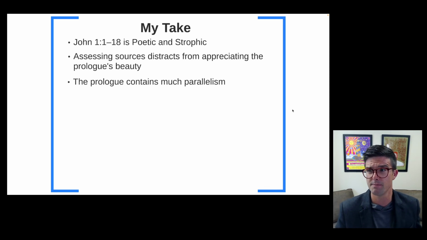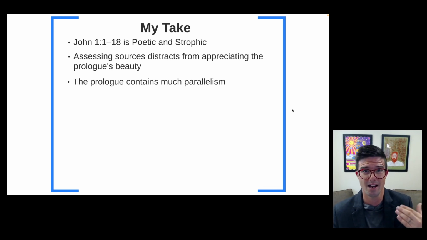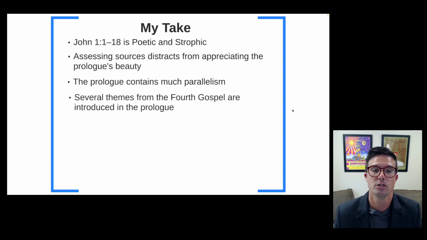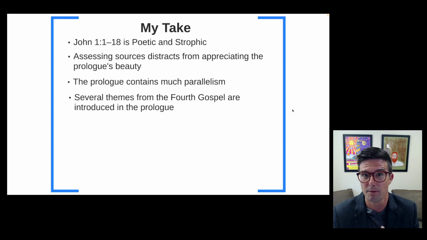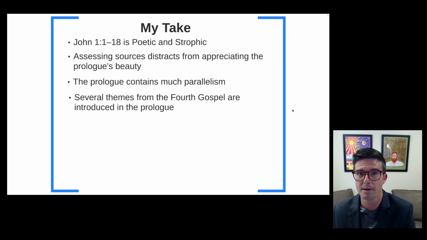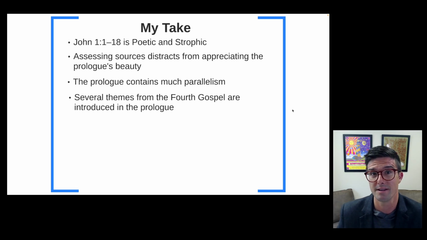The prologue contains many parallelisms, and this is why our close reading or our marking of the passage would light up, because we have so many different Johannine themes, or themes from the fourth gospel, that are being introduced. And I think this is very much an intentional move, that the prologue was probably written after the gospel itself was written, and these themes from the gospel are being intentionally introduced early on in order to set up the audience's experience of the entire gospel.